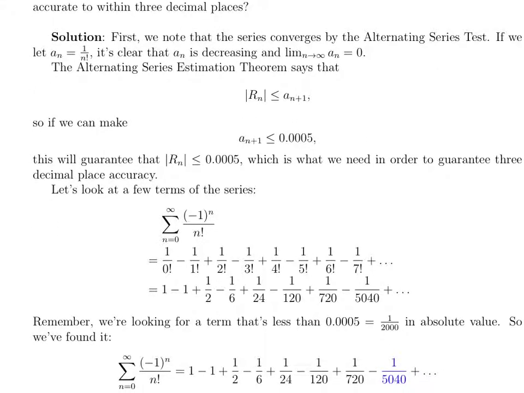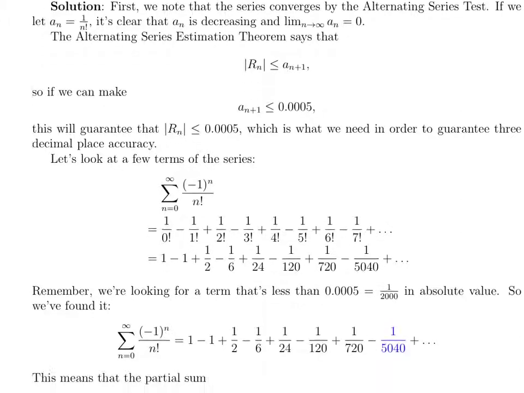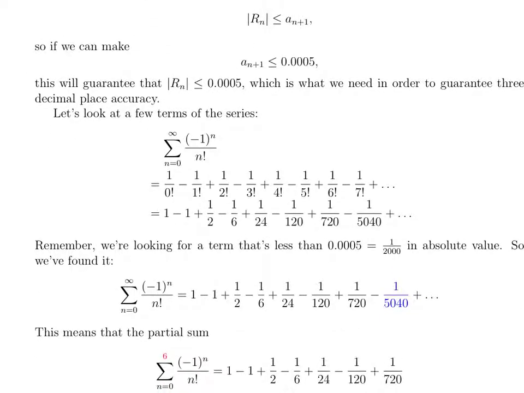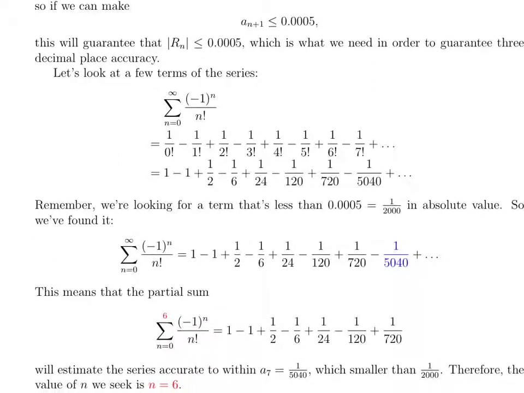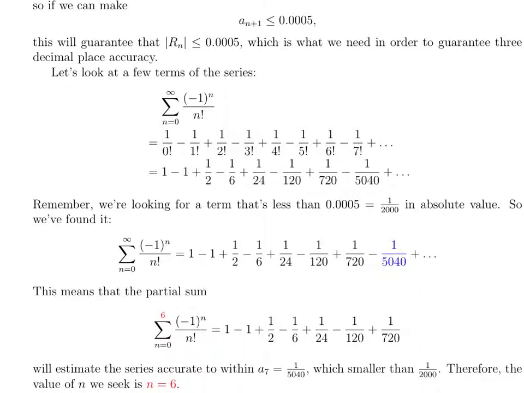There you can see that we've reached a term that's smaller than 1 over 2,000 in absolute value. So that means we're done, because the partial sum that we take, if we just take this portion of the series, summing up to n equals 6, will estimate the series accurate to within the next term of the series, which is this one right here. And we know that that number is smaller than 1 over 2,000. And so that means the value of n that we're after is n equals 6.